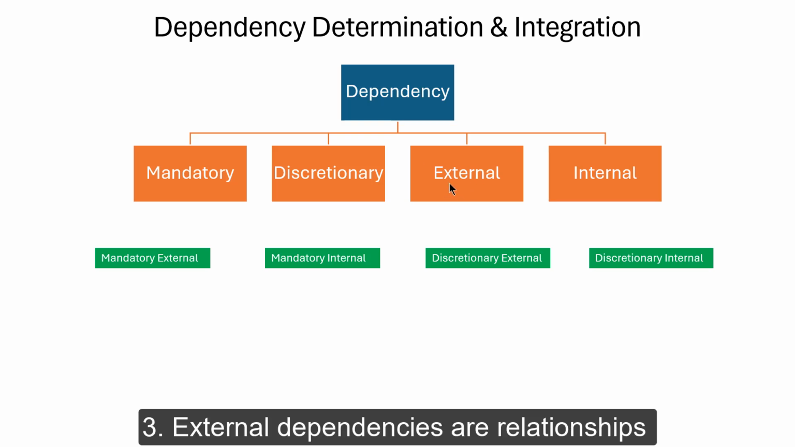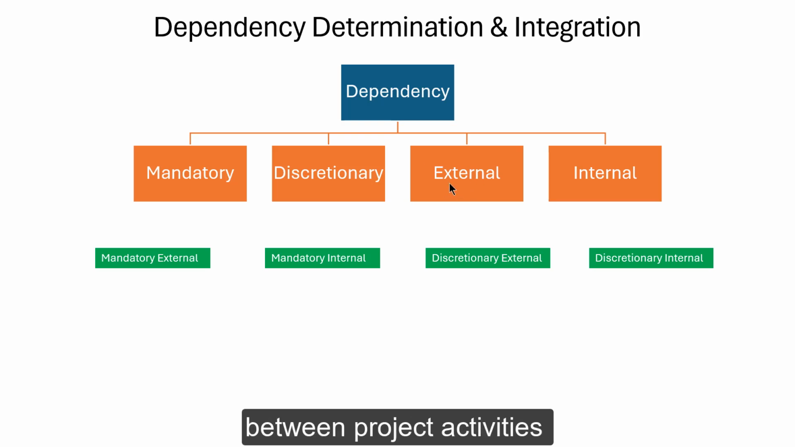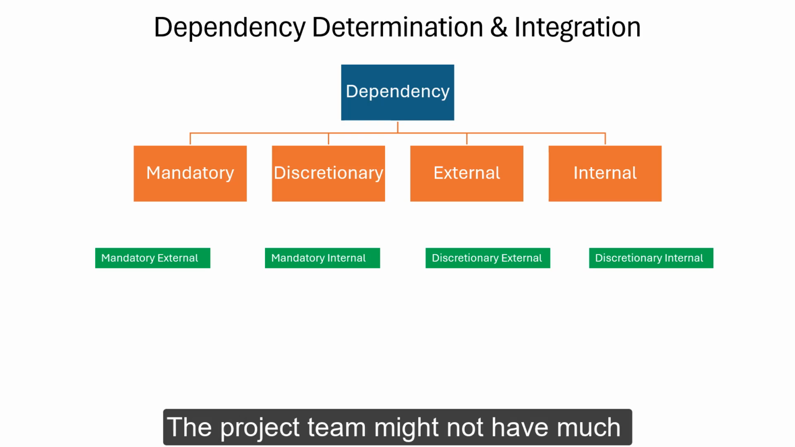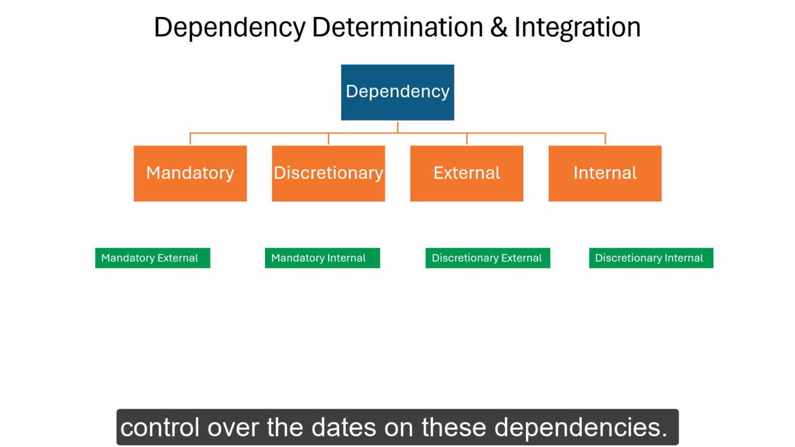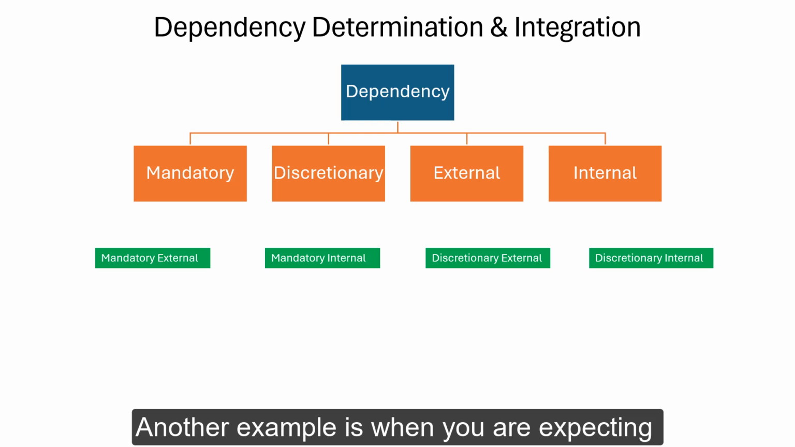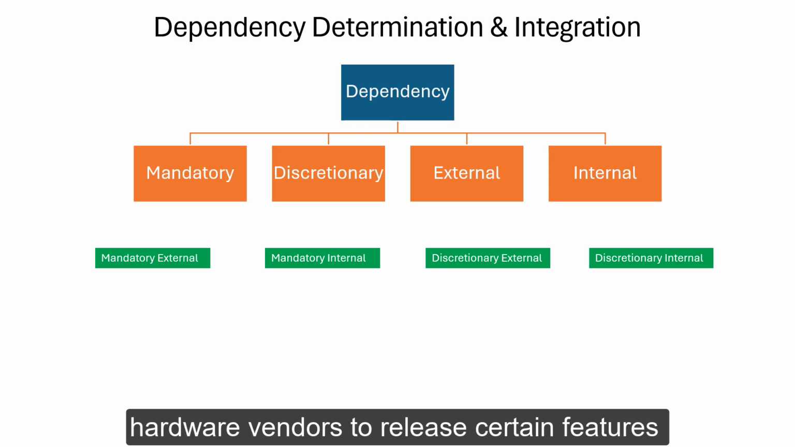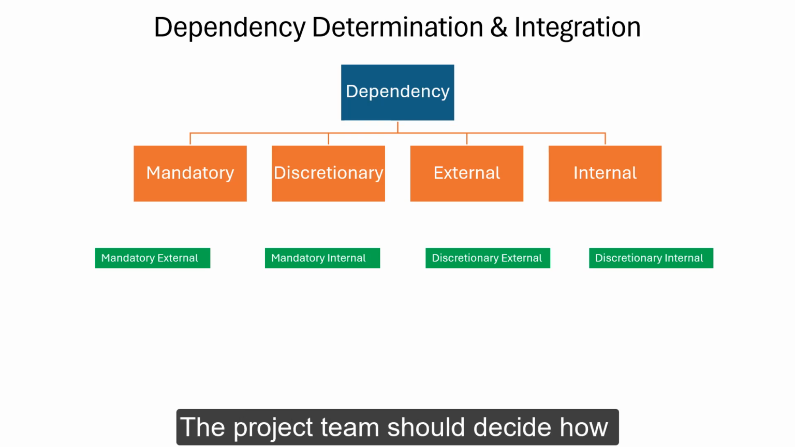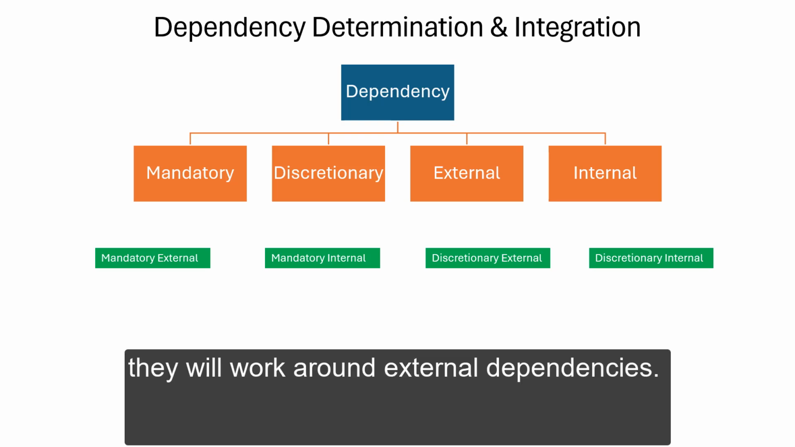Next, we move on to external dependencies, which are relationships between project activities and non-project activities. For our hospital EHR project, government clearance may be required for data protection and privacy policies. The project team might not have control over the dates because these are external dependencies. Another example is when you are expecting hardware vendors to release certain features to develop software upon. It is external to you. The project team should decide how they will work around these external dependencies.